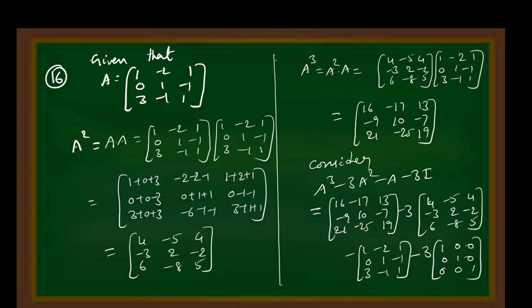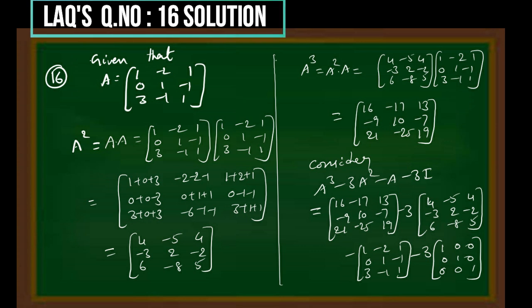A cube is equal to A square into A. Again, multiply these two matrices as usual above. Then we get A cube is equal to 16 minus 17 13, minus 9 10 minus 7, 21 minus 25 19. Now consider A cube minus 3A square minus A minus 3I.